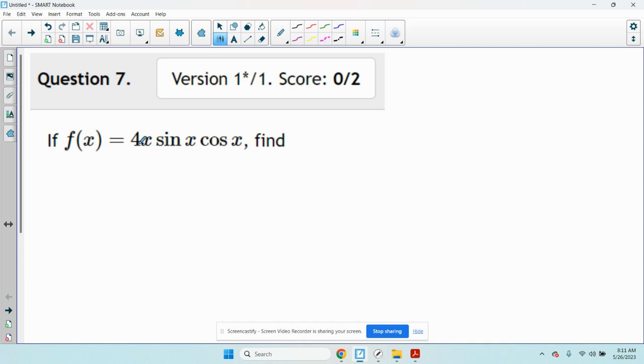So it looks like I have three different things, 4x, sine x, and cosine x being multiplied. So I can use the product rule. And the product rule works for more than just two things. So if I have some function, we'll call it h of x, and that's equal to, let's just say, two things being multiplied like f times g. The product rule says that the derivative of this would be the derivative of the first thing times the second plus the first thing times the derivative of the second. Basically, you multiply them, and each time you're just taking the derivative of one of the two things.